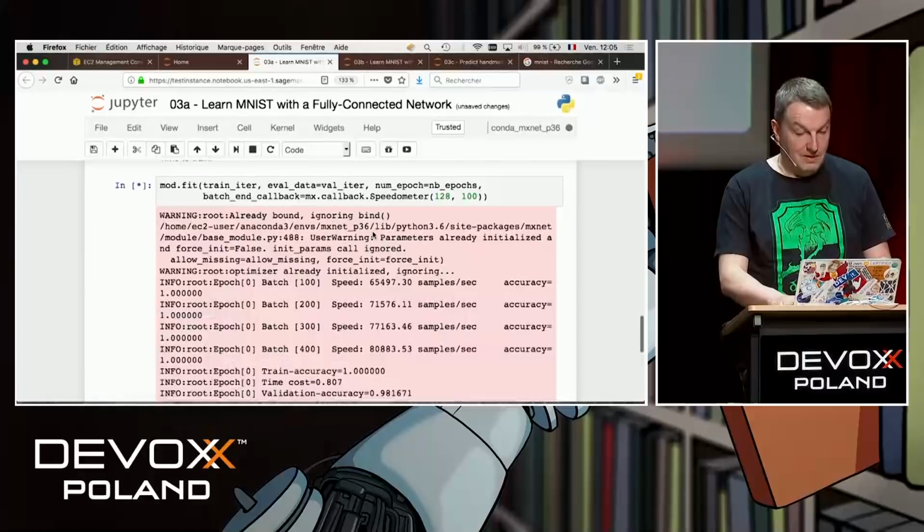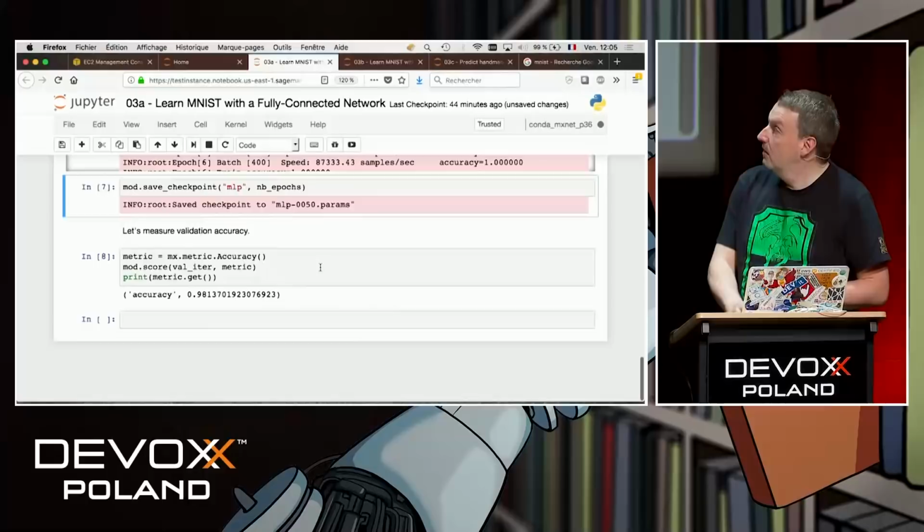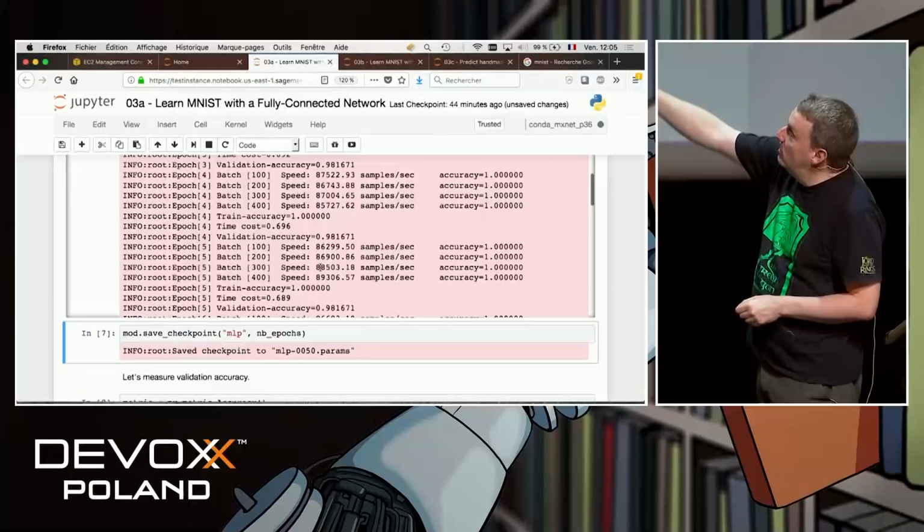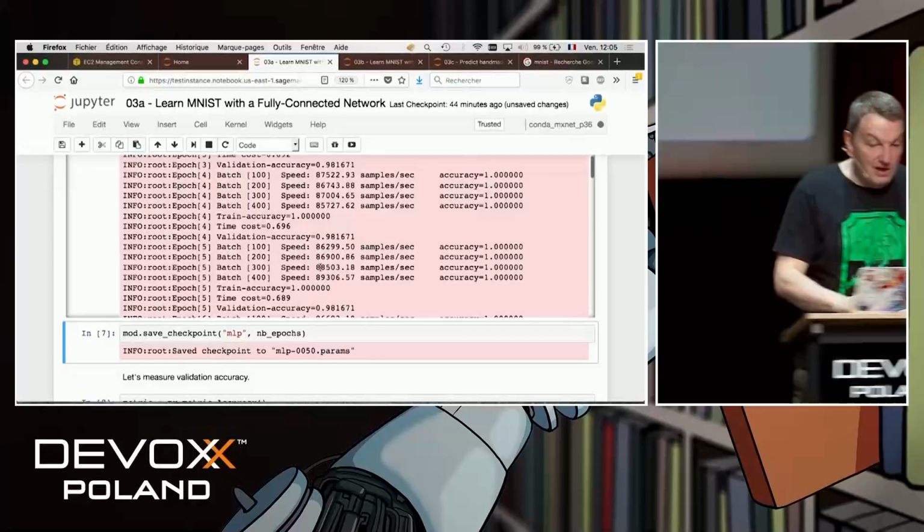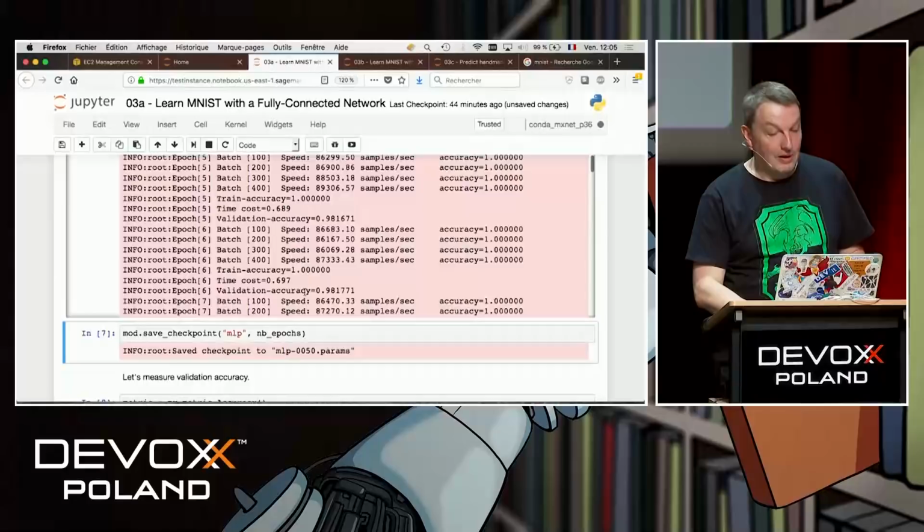Okay, and we can see the training process going on. We see the epochs going by, and we see the batches going by. We actually have a training accuracy that gets to one very quickly because it's a large network, and it overfits pretty quickly.